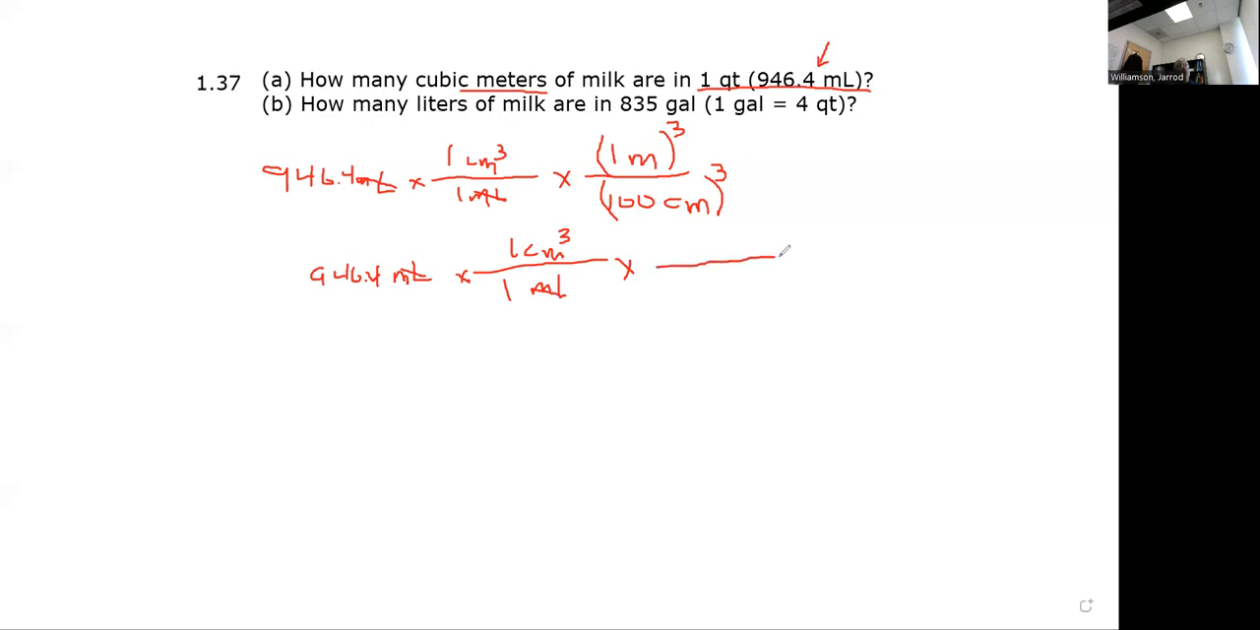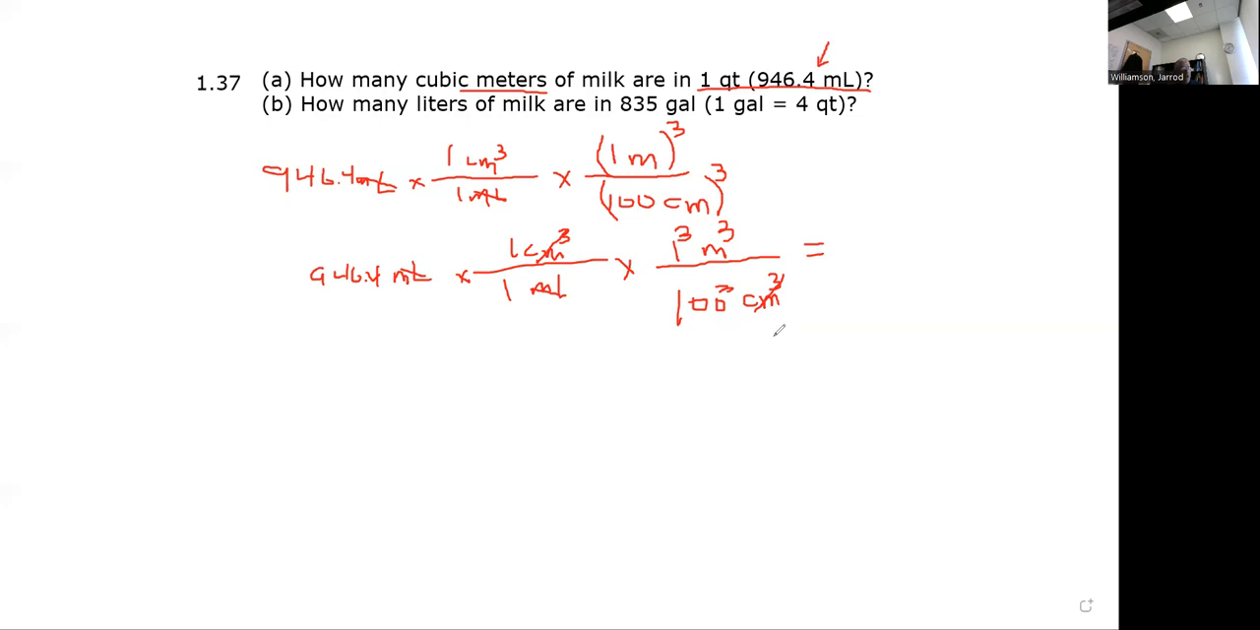Times, you have to be careful, 1 meter cubed is 1 cubed meters cubed. I have to cube everything inside. And 100 centimeters cubed is 100 cubed centimeters cubed. And these are exact, and the 1 and the 1 here is exact. These are defined. So the cubic centimeters cancel with cubic centimeters. You have to make sure that you cube that 100, otherwise you'll get it wrong. Okay, so I'm going to go punch this into my calculator.